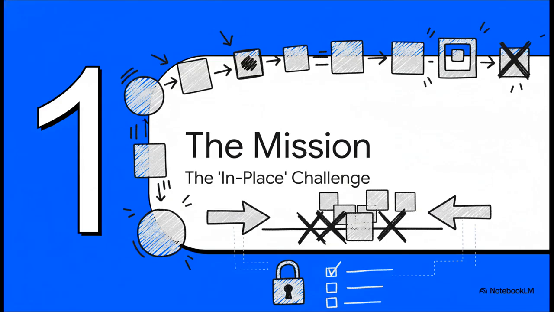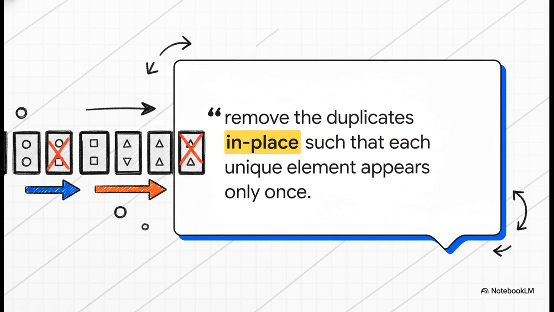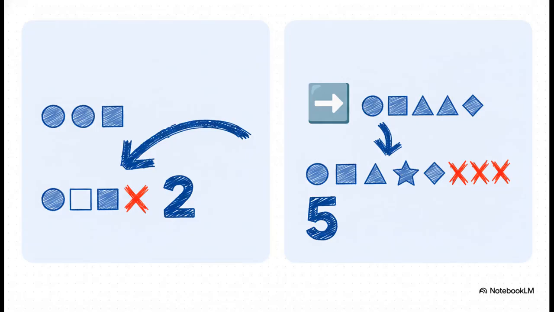So, let's get official. Here's our mission. We're not just finding duplicates. We have to remove them, and we have to do it under a very specific and very important constraint. The problem asks us to remove these duplicates in place. Now that's a key phrase. It means we cannot create a new array. We have to modify the original one, right there on the spot, so that all the unique numbers are gathered up at the beginning.